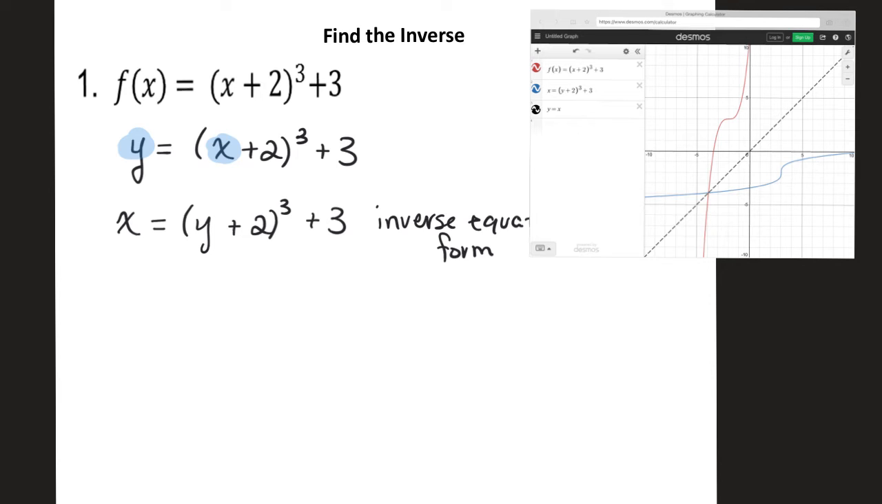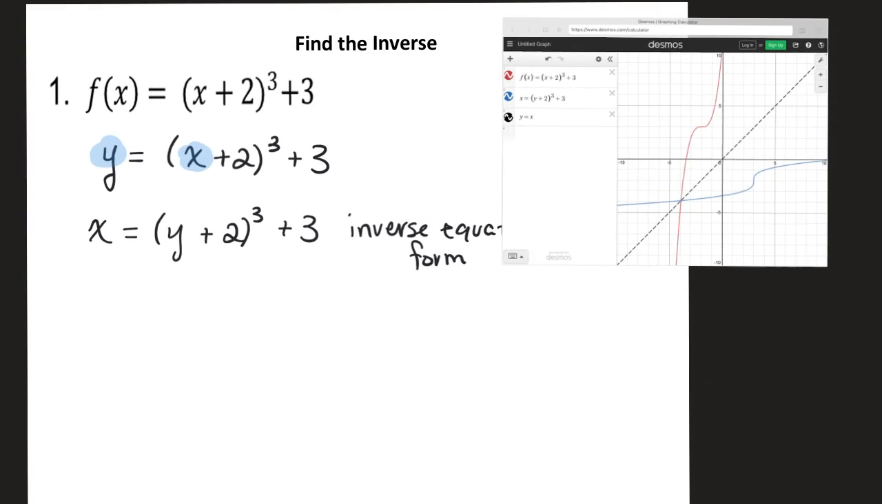We use this to say that this is equal to f inverse of x. This is the function's inverse in function notation. So this is the inverse function. Because it's the inverse function, we can also graph it, and you'll see that it's the same graph as the blue.